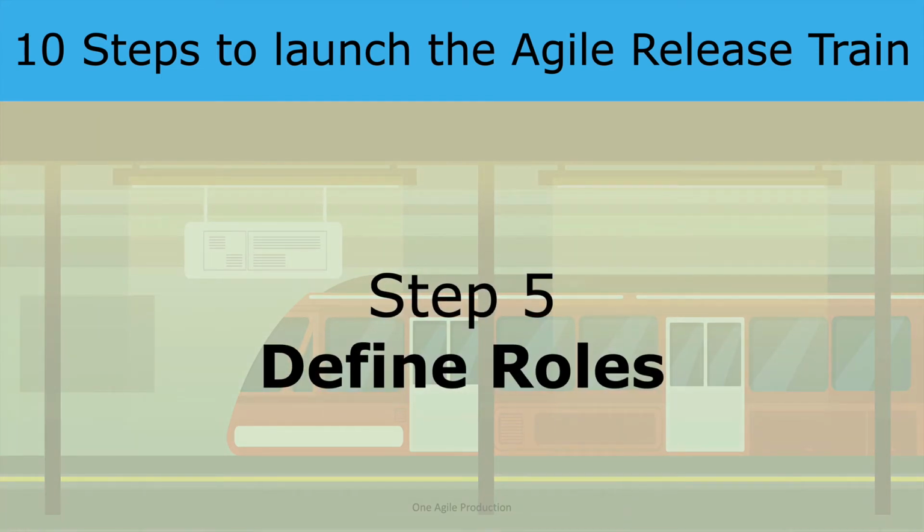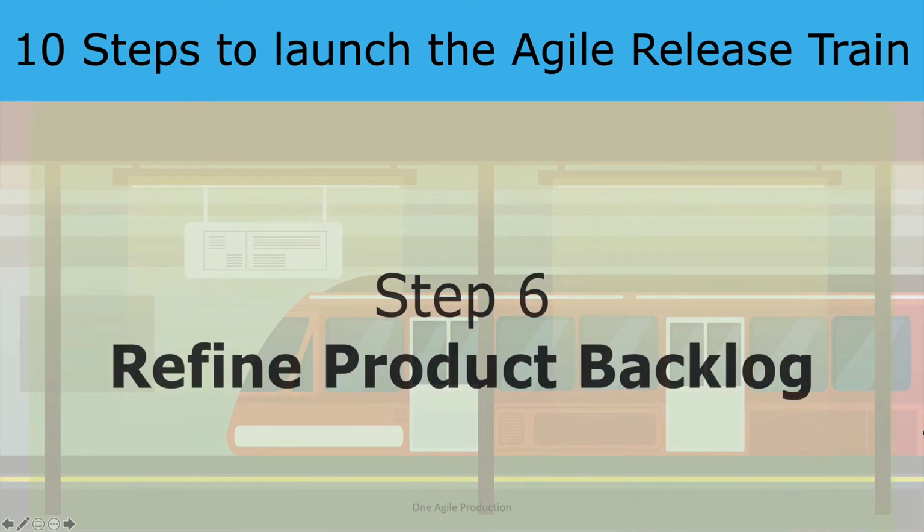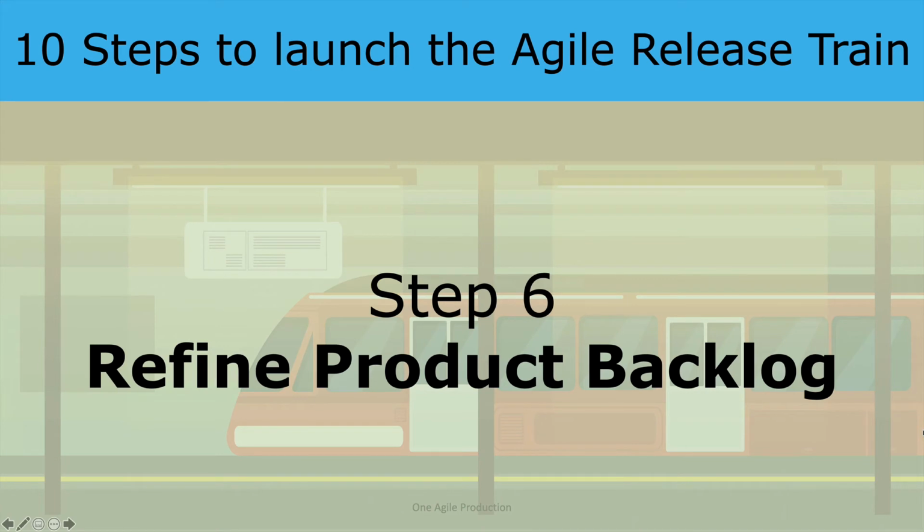The fifth step would be to define the roles. We need to define the critical roles which would help drive the ART, which is the Agile release train, to its final destination. The critical roles are release train engineer, system architect, product management, scrum masters, product owners and the customers. The sixth step would be to prepare and refine the product backlog.